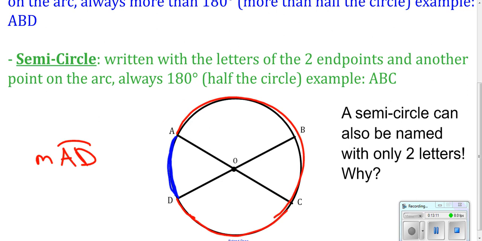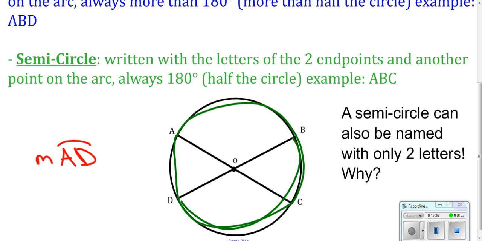It's more than half the circle. It's more than 180 degrees. Okay, and the last one is a semicircle. It's written with the letters of two endpoints and another point on the arc, and it's always half the circle. It's 180. So I have so many different ones. I could do ABC. I could do ADC. I could do BCD. Okay, DAB, whatever. Any one that's half of the circle.